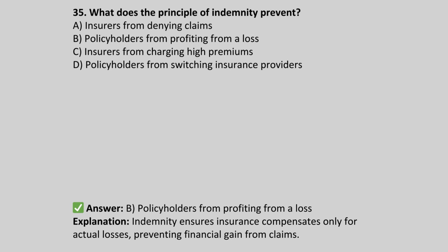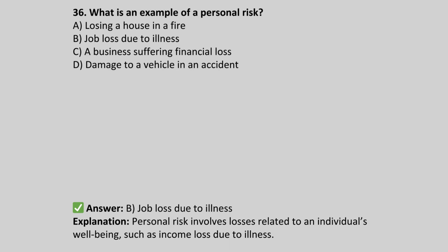What does the principle of indemnity prevent? A. Insurers from denying claims. B. Policyholders from profiting from a loss. C. Insurers from charging high premiums. D. Policyholders from switching insurance providers. Answer: B. Policyholders from profiting from a loss. Explanation: Indemnity ensures insurance compensates only for actual losses, preventing financial gain from claims.